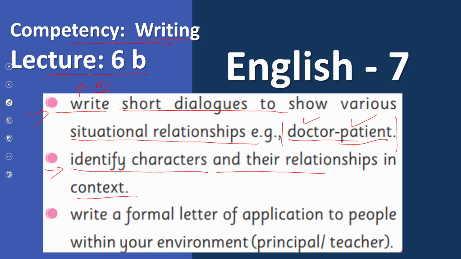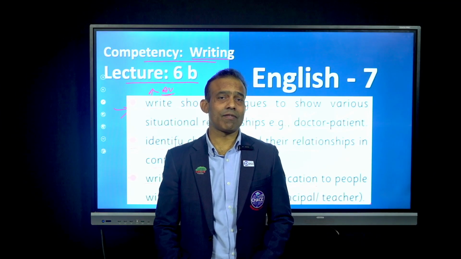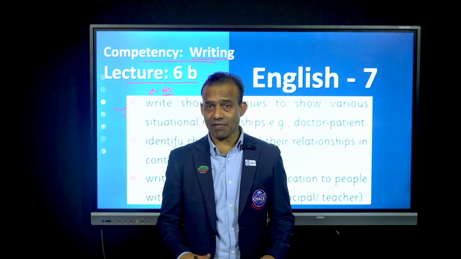The next SLO is about identifying characters and their relationships in context. Yes, what is the context, what is the scene, what is the scenario, and what is the relationship between the characters. And the next one is write a formal letter or application to people in your environment, like a principal or teacher, right? These are the SLOs in this lecture, and we have understood and clarified them.